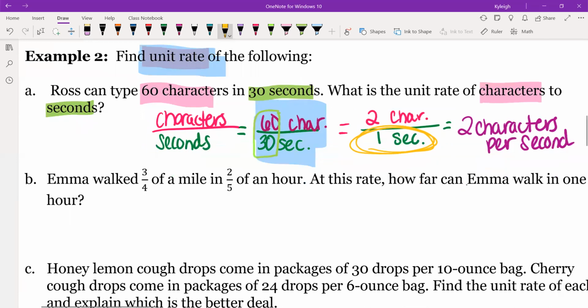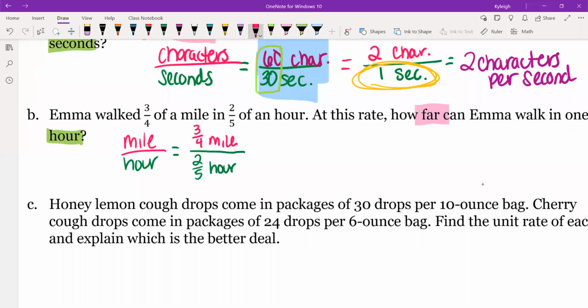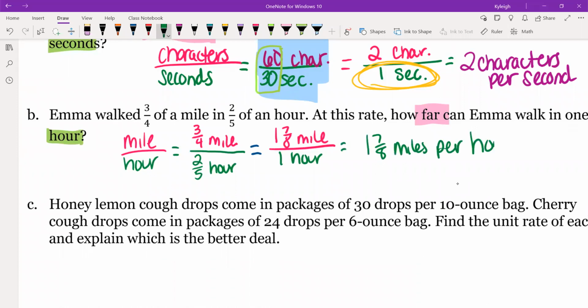Okay. So I want you to try B. Try B right now for me. All right, so we want how far can you walk in 1 hour? So we have to do mile per hour. So we do 3/4 over 2/5. Now divide those in your calculator, okay? Because that's what that fraction bar means. So take a moment and divide them. Convert it to a fraction if you need to, because we want to leave it in fraction form. When I divided them, I got 1 7/8 mile per 1 hour. So we're just going to write that out. 1 7/8 miles per hour.